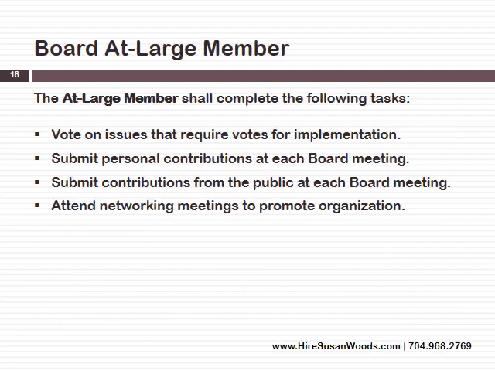all the other roles. And finally, you have the at-large member, and this person serves on the board as an at-large member. They are a voting member. They vote on issues that require votes. They submit personal contributions. They submit contributions from the public, and they attend networking meetings to promote the organization. As you can see, they don't have a formal function like the president, vice president, treasurer, and the secretary, but they do have voting privileges. So this role could be filled by someone that you want to serve on the board, but they just don't have the time available to have specific tasks to complete as a member of the board.